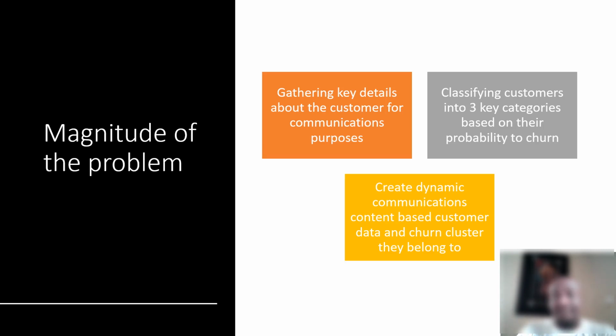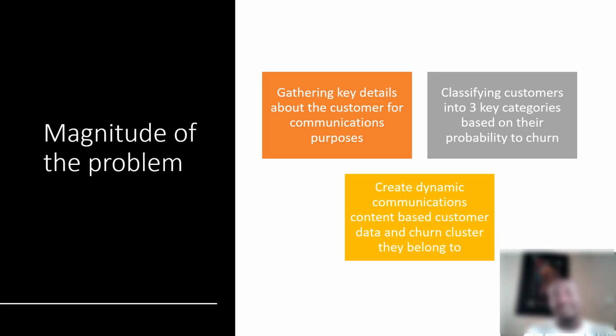The problem was to solve it. We're going to solve this problem in three different categories. The first one is having access to the data, gathering the key data that will be required to create the model. The second will be creating a model that will classify a customer's probability to churn into three categories: unlikely to churn, likely to churn, and very likely to churn.